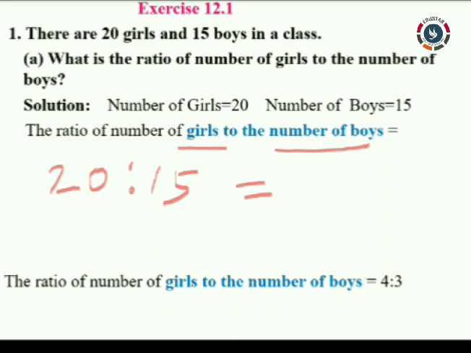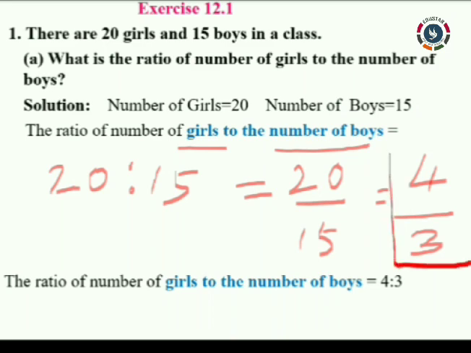Now, how will you write a fraction for this? 20 by 15. Check 20 and 15. Both are divisible by 5. Yes. So 4 fives are 20 and 3 fives are 15. So it is 4 by 3. How will you write the ratio? 4 is to 3. So the ratio of the number of girls to the number of boys is 4 is to 3.